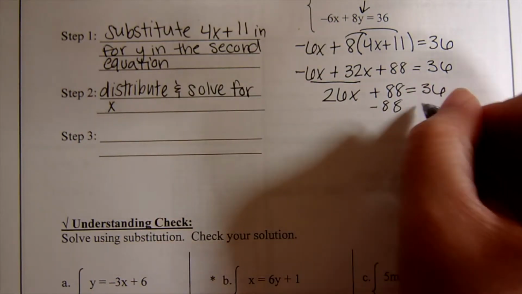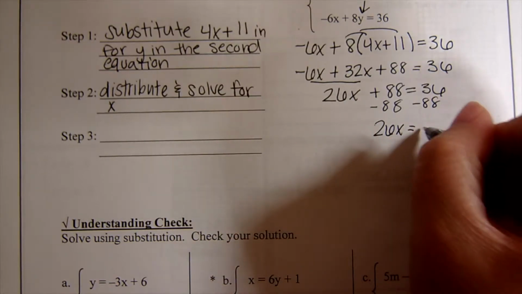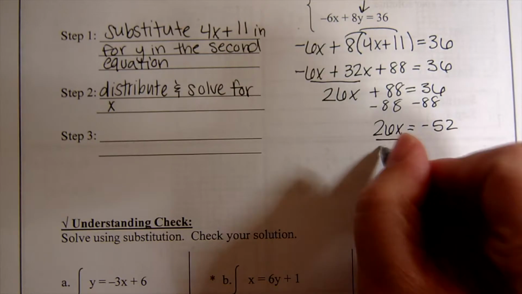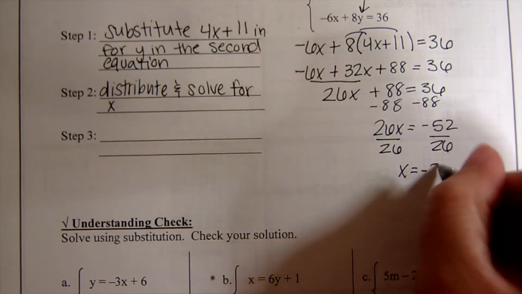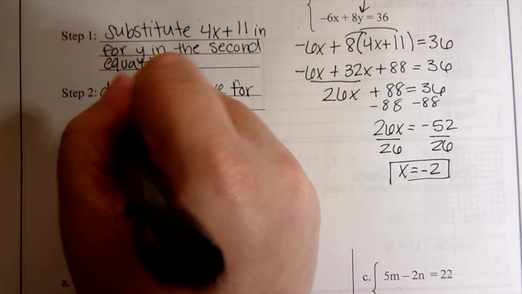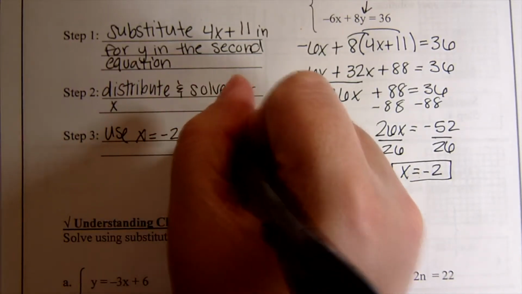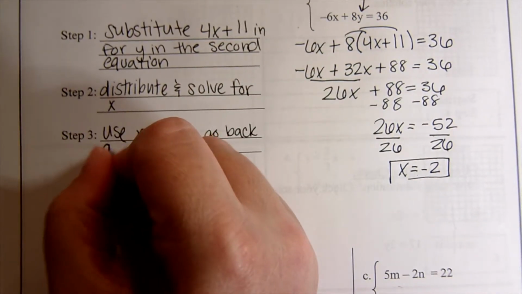Subtract 88 from both sides. So 26x equals negative 52. Divide both sides by 26. So x equals negative 2. And step 3 is still use x equals negative 2 to go back and solve for y.